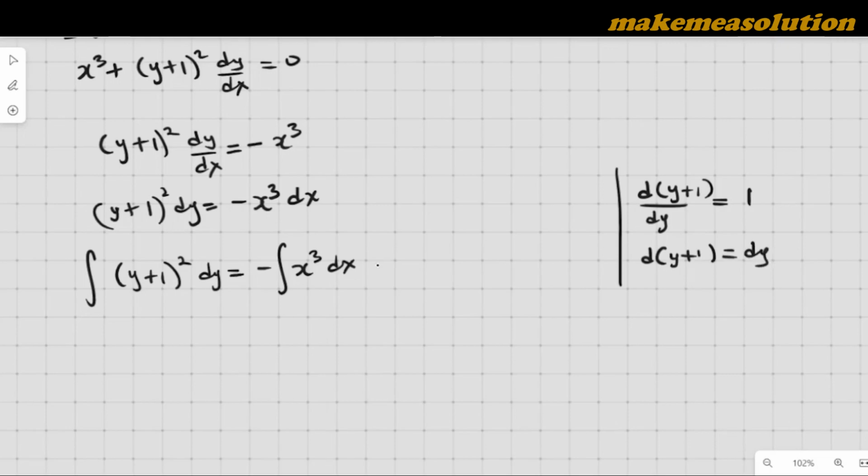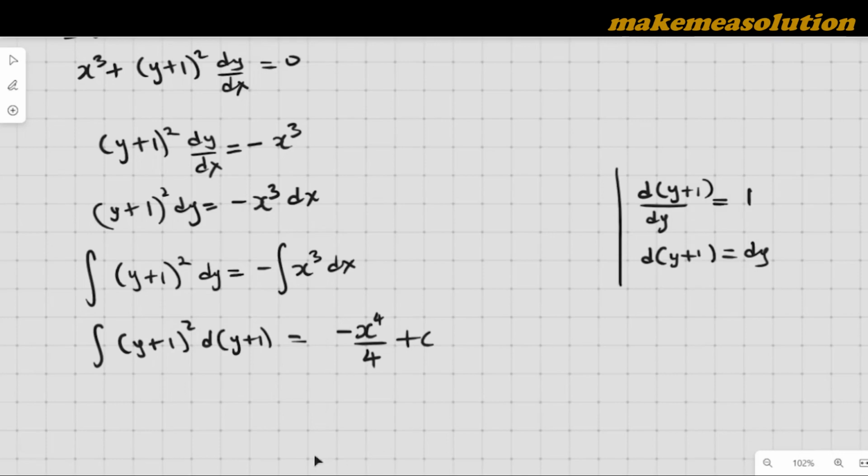So I can actually replace this integral to look in this form. Instead of dy, I can use d of what? Y plus 1, like this, because d of (y plus 1) is equal to dy. So if we integrate this side according to our law of integration, we'll have negative x to the 4 over 4 plus c. Is that okay?